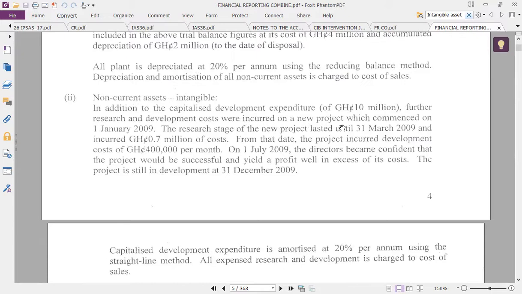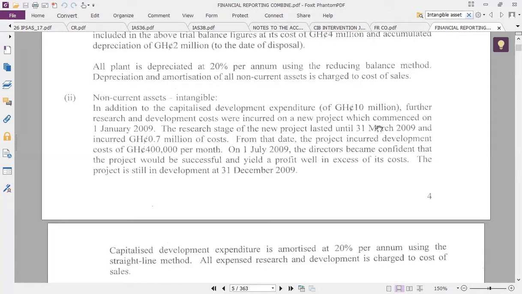And then it continued again. From that date, from which date? 31st March. So indirectly from April, 1st April 2009. From that date, the project development cost of 400,000 per month. On 1st July 2009, the directors became confident. So first was July. So it tells us that until July, they were not confident.